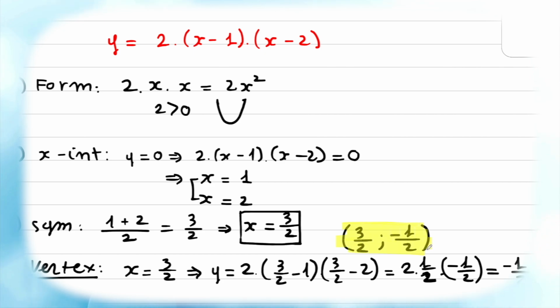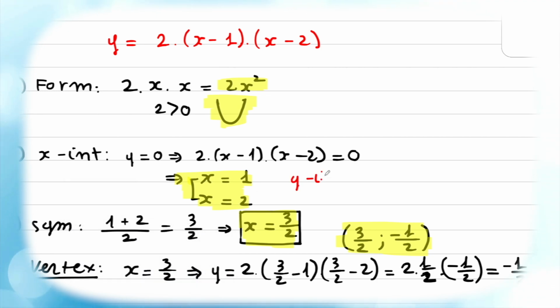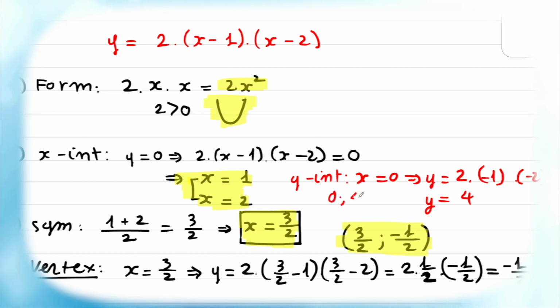So is that enough information? I don't think so. We are missing one piece of information. Which one? We have the form, the h-intercept, the symmetrical line, and the vertex, but we forgot the y-intercept. Of course, for the y-intercept, we need to set h equal to 0, and then y equal to 2 times (minus 1) times (minus 2), which means 4 here. So (0, 4) will be the y-intercept.